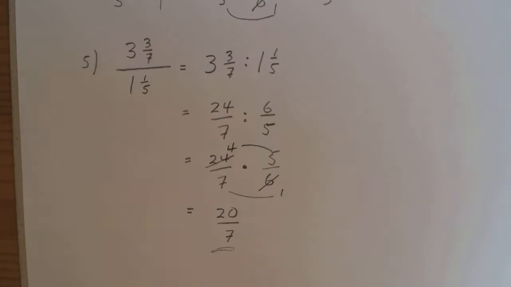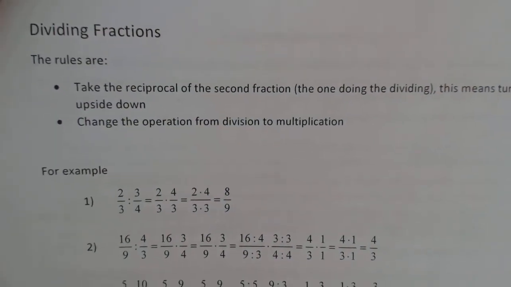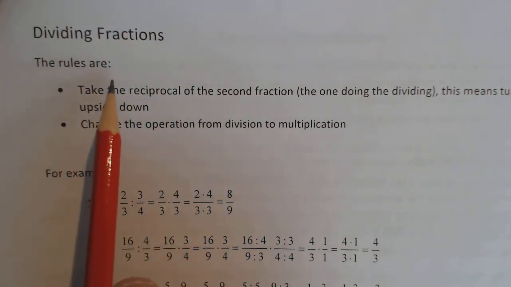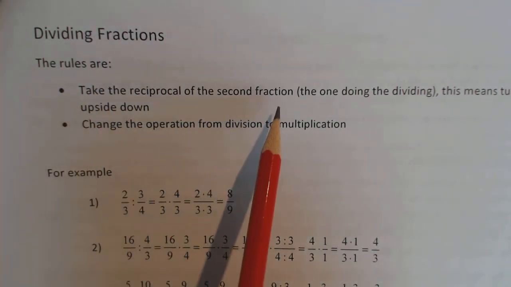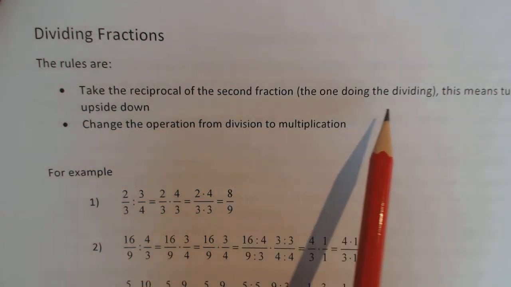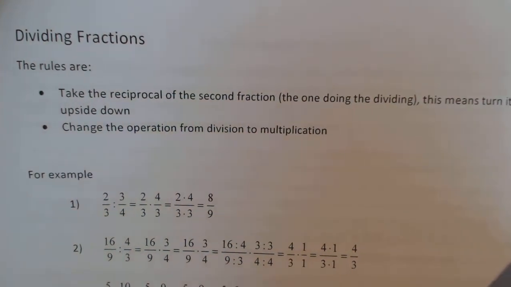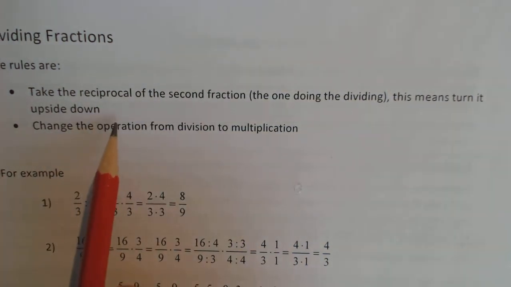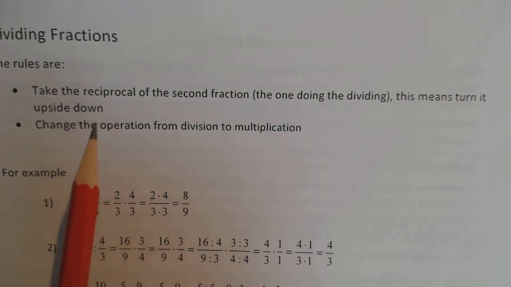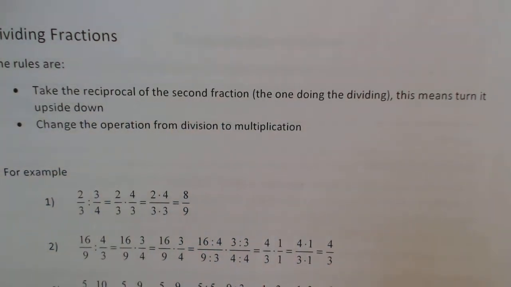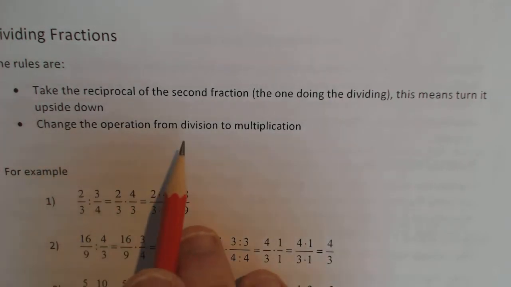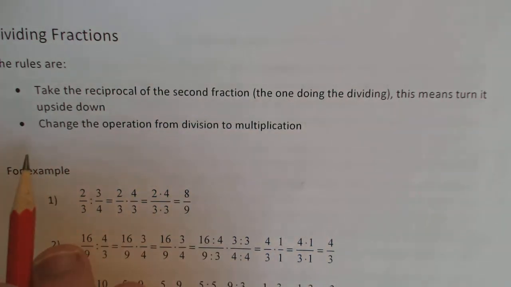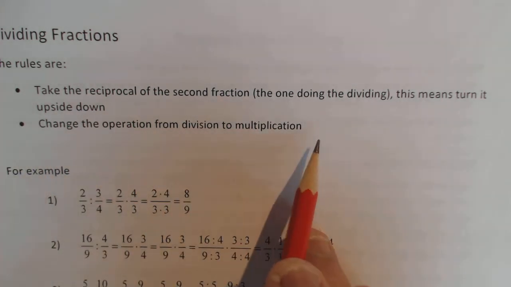So in summary then, let's have a look at the notes. When dividing fractions, the rules are: take the reciprocal of the second fraction, that is the one doing the dividing. This means turn it upside down. Now, that's exactly what I explained. So the second fraction you turn upside down, you take the reciprocal, and then you change the operation from division to multiplication. And then you just do the operation multiplication.